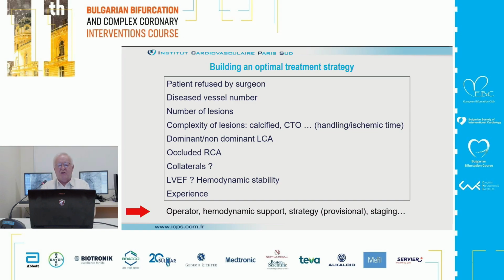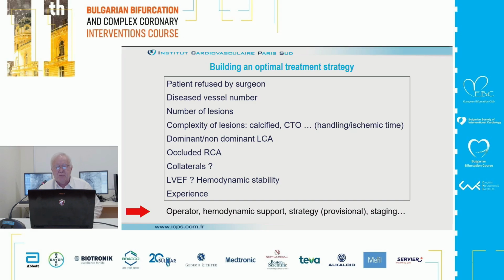So building an optimal treatment strategy, you have many kinds of patients. You have the patient refused by the surgeon. I will show you a case. You have to take into account the number of diseased vessels, number of lesions, complexity of lesion.